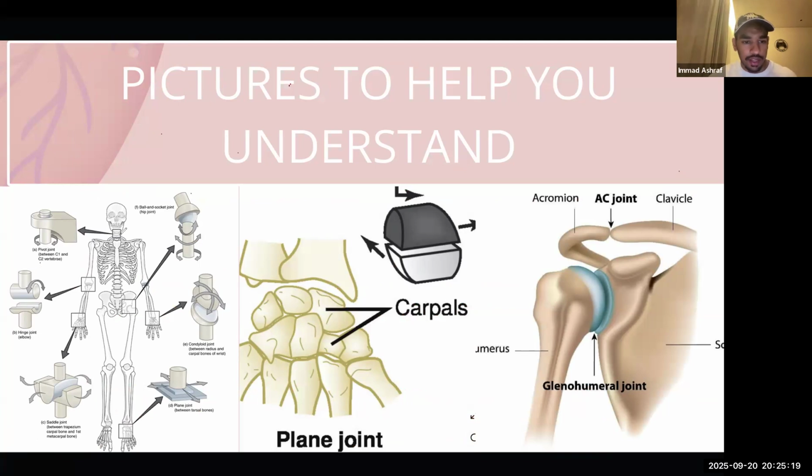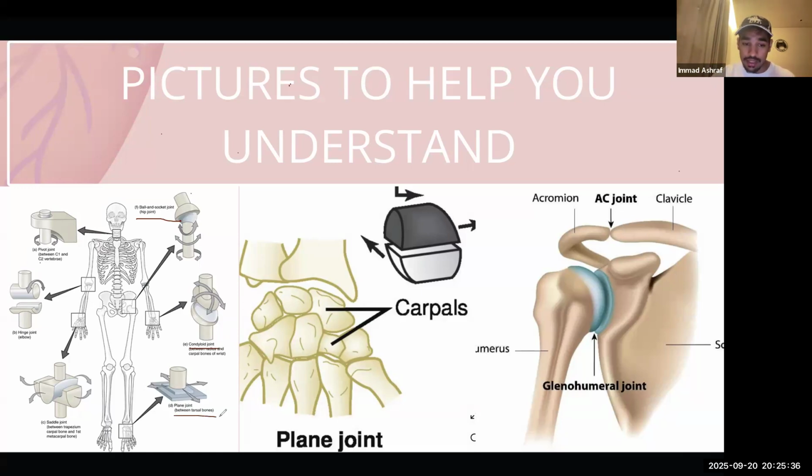So for example, a ball and socket joint looks like this. You see? There's a ball and then there's a socket, and it fits perfectly. Then you have a condyloid. Remember the condyloid? It's when you have a depression and a sphere, so it fits.